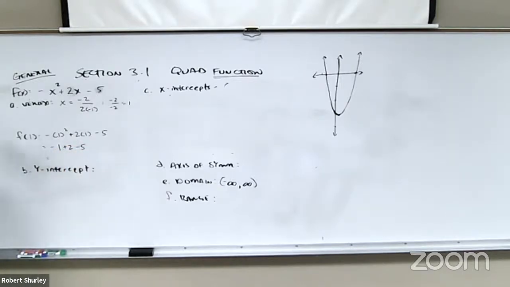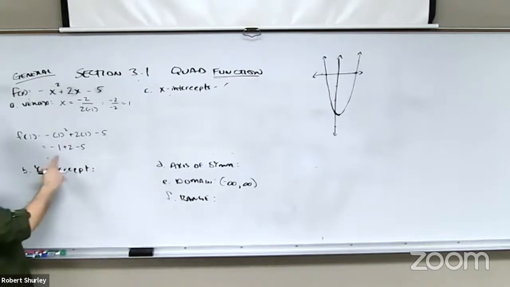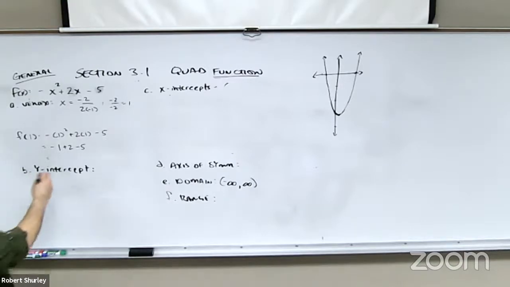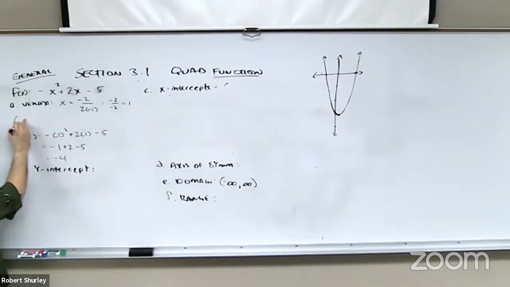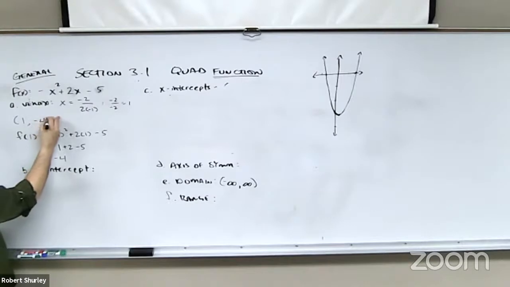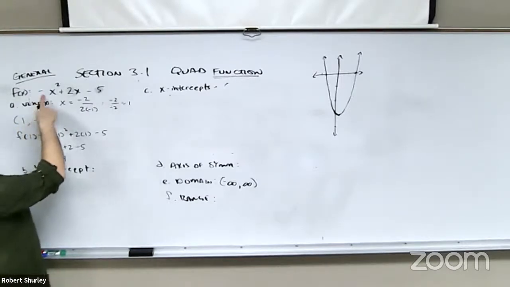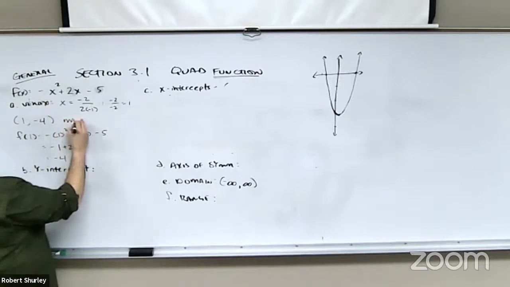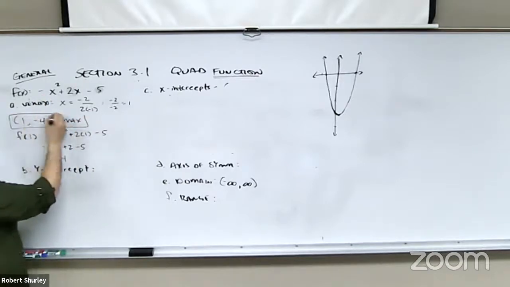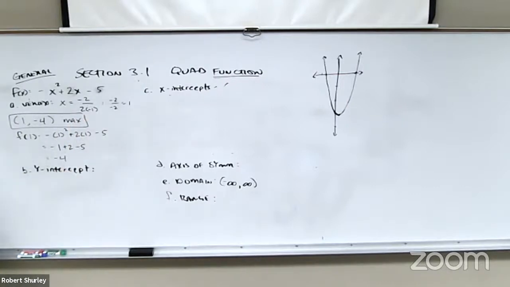You're not the only one that fell for that. And you wind up with negative 1 minus 6, negative 4? So the vertex we wind up with is 1, negative 4. And the a is negative, so it's going to be a maximum, right? 1, negative 4, and it turns out to be a maximum. Okay, now we need to find the y-intercept.